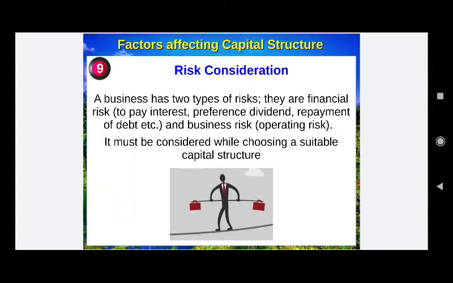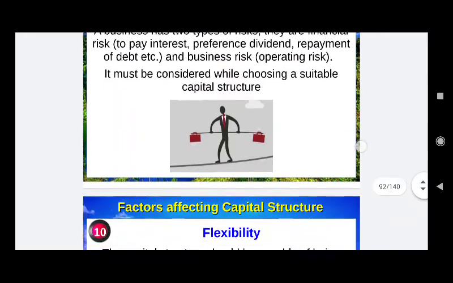Next one is risk consideration. A business has two types of risk. One is financial risk, that is to pay interest, preference dividend, repayment of debt principal and other things, and the second one is business risk, that is the risk of profitability or operating risk. It must be considered while choosing a suitable source of capital fund, whether debts can be employed or equity can be employed. Both risks, financial risk and business risk, must be taken into account.